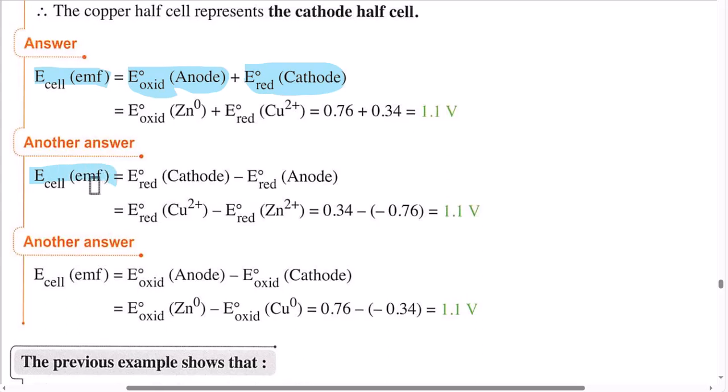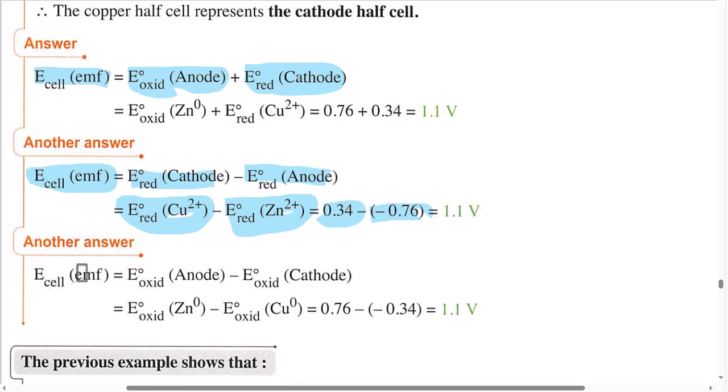Another way to express it: the reduction potential of the cathode minus the reduction potential of the anode. So the reduction potential of copper positive 2 minus the reduction potential of zinc positive 2, which is reduced into zinc 0 solid. So positive 0.34, which is the reduction of the cathode, minus negative 0.76, which is the reduction potential of the anode, gives 1.1 also.